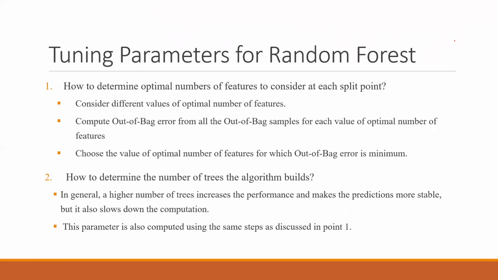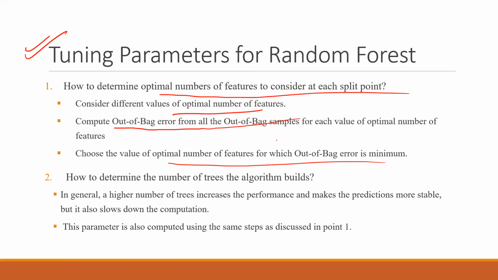Moving on. How do we tune our random forest? We will go into the tuning part now. How do we determine the optimal number of features to consider at each split point? Consider different values for the number of features, compute the out of bag error from all the out of bag samples for each value, and choose the value for which the out of bag error is minimum.